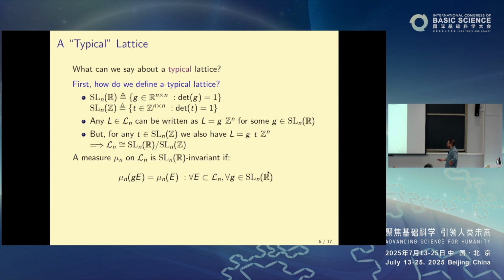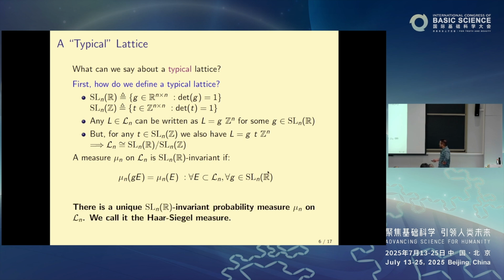A measure mu_n on L_n, the space of lattices, is called SL_n(R) invariant if for any event E in lattice space and any element G in SL_n(R), the measure of GE is the same as the measure of E. So under SL_n(R) invariance, basically all lattices were born equal. This is what we want.